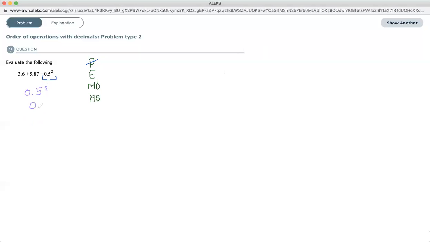But we know that really means 0.5 times 0.5. It's repeated multiplication. So that is what I'm going to do. I want to keep track of the number of digits after the decimals in total. So I have 2 of them. Now that I've made note of that, I can go ahead and continue with the multiplication.